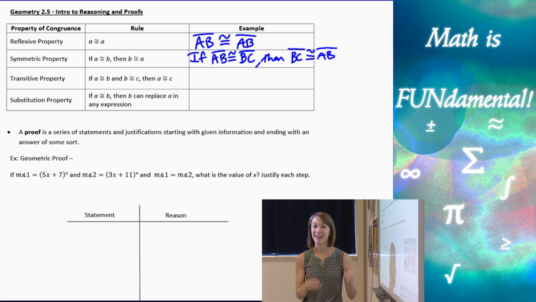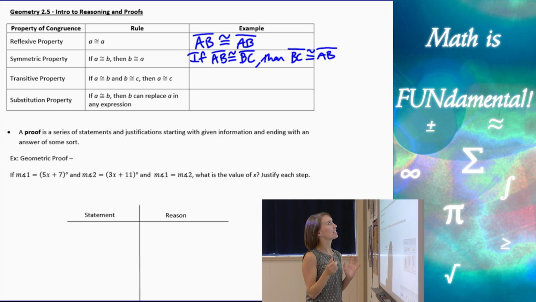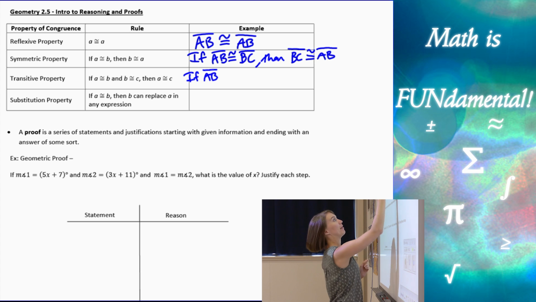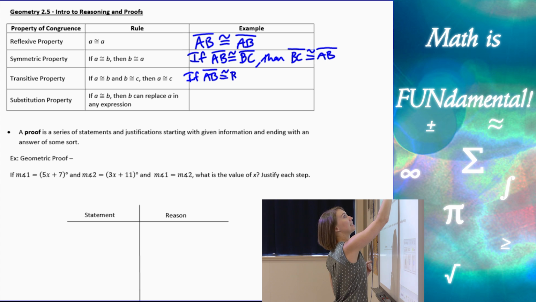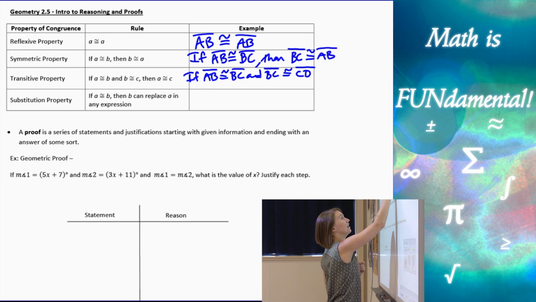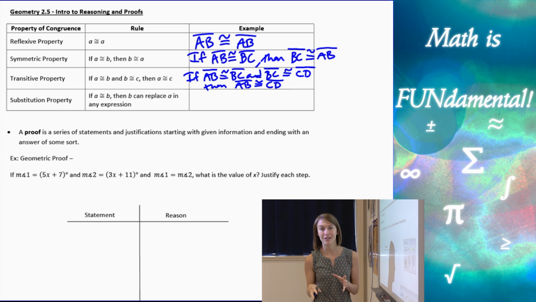Transitive property, again, we've got our transitive train. So if A is congruent to B and B is congruent to C, then A is congruent to C. So if, let's just use this example we're going with here, AB is congruent to BC and BC is congruent to CD, then we can say that AB is congruent to CD. So there's our transitive train, or transitive property.